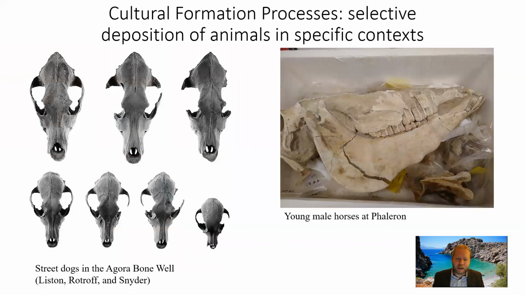Now, this gives a sense of cultural formation processes. There's a selective deposition of animals in specific contexts, right? So our animal bone assemblages are true to a certain degree, but they don't present the whole picture, because they're very selective at times. We have a whole lot of dogs, for example, in the Agora bone well in Hellenistic Athens, but those are pretty much street dogs, as Lynn Snyder published them.